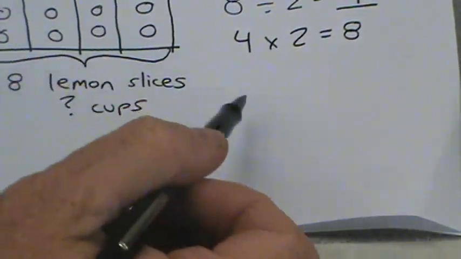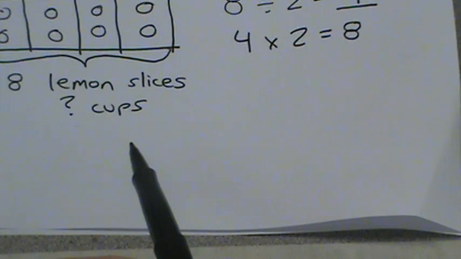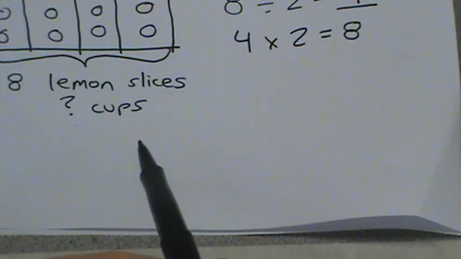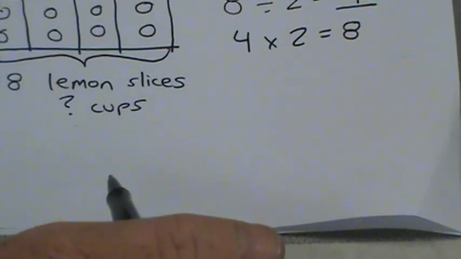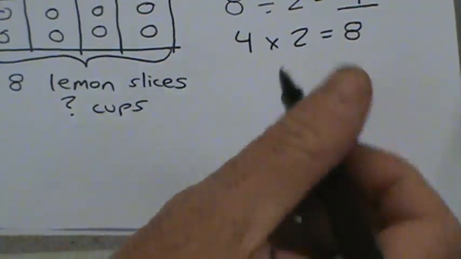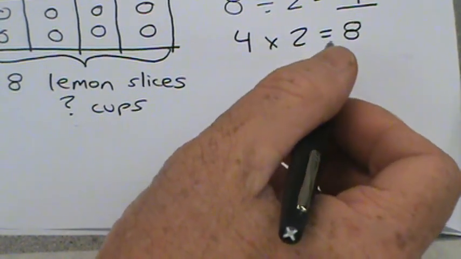I knew there were 2 slices, I knew there were 8 lemon slices, but I didn't know the number of cups. And that's how we solved it. This made it a helpful tool for understanding the problem. So we could see that 8 divided by 2 equals 4, and 4 times 2 equals 8.